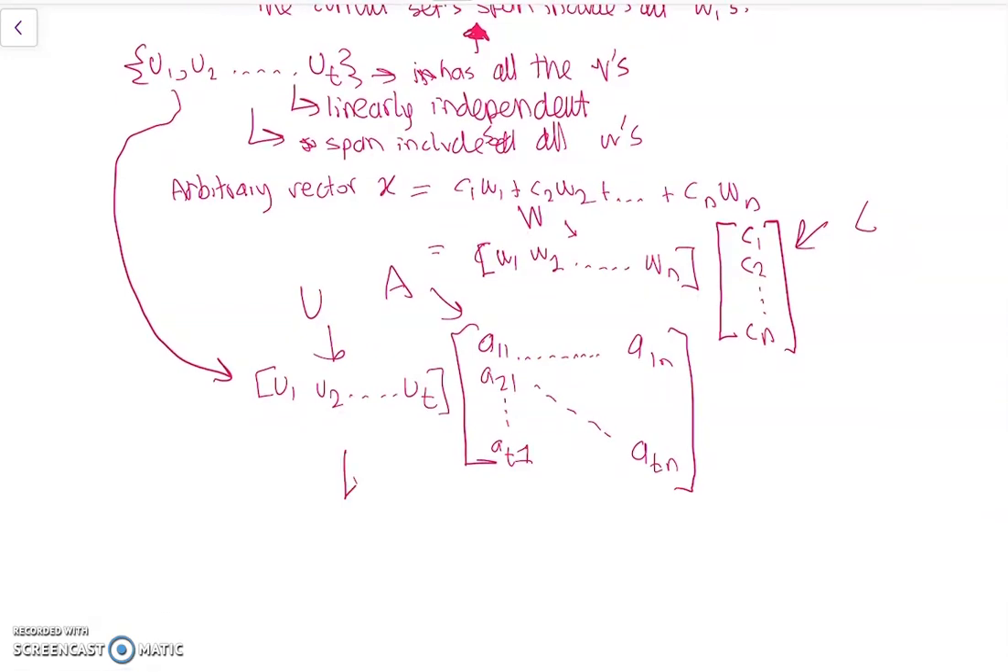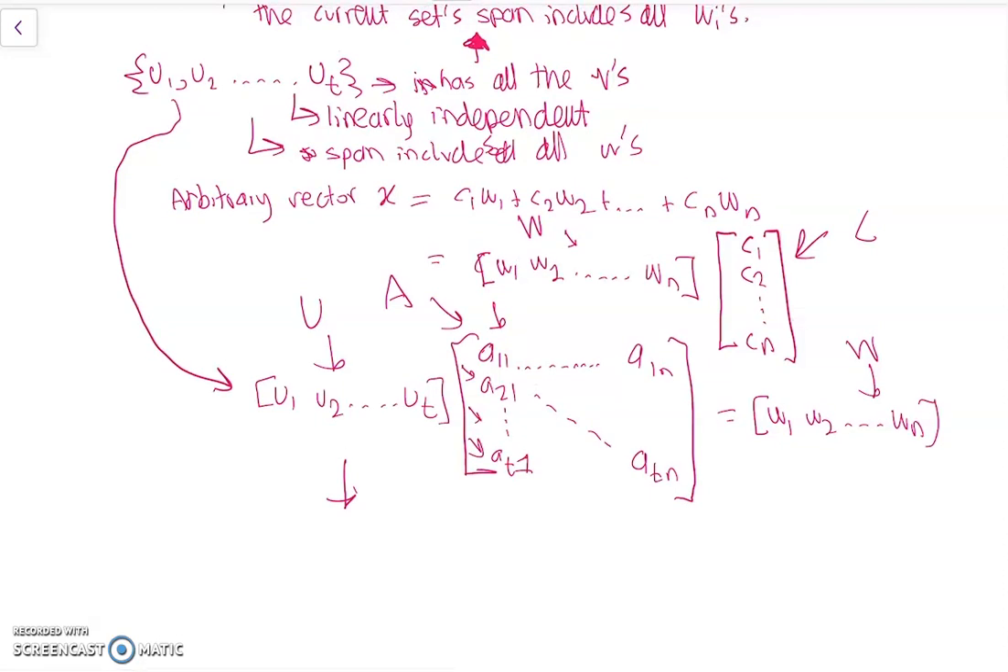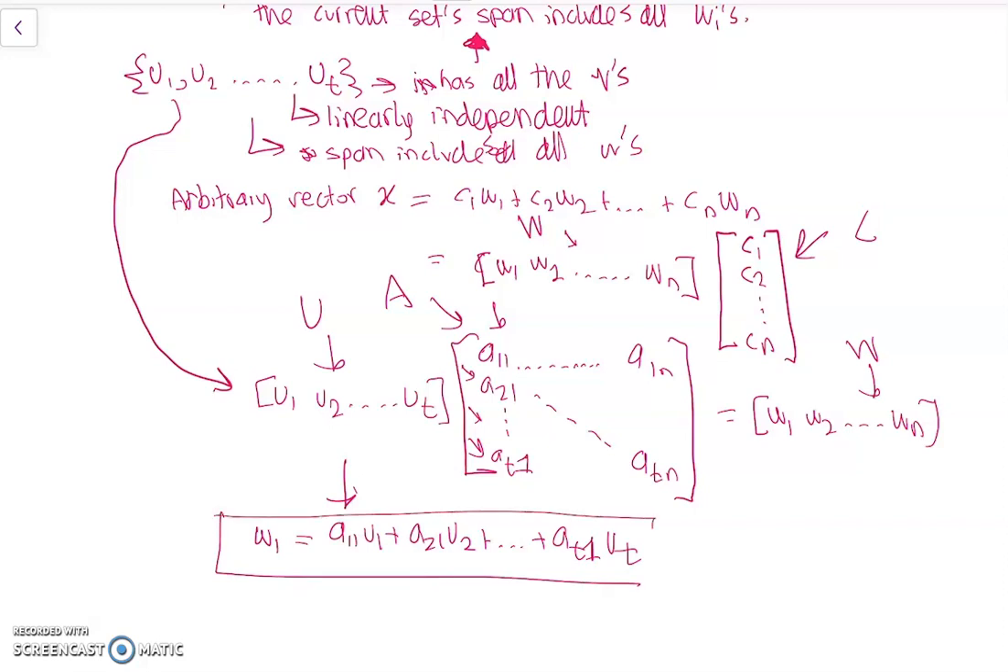This UA is equal to W. And this is because, for example, we can find coefficients, we can find entries to make linear combinations of U's that give us each of the W's. So for example, here we have W1 is equal to A11 U1 plus A21 U2 plus dot dot dot plus AT1 UT. Just using this matrix multiplication as an example, we can find coefficients of the A's that give us W1, and this can be used to construct matrix A.